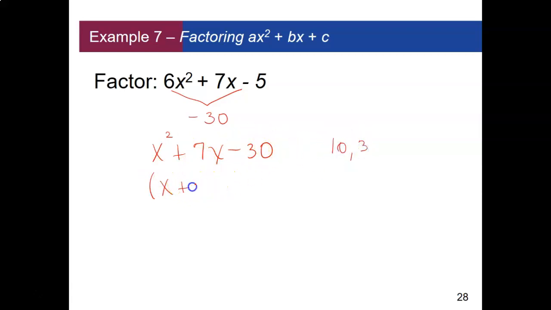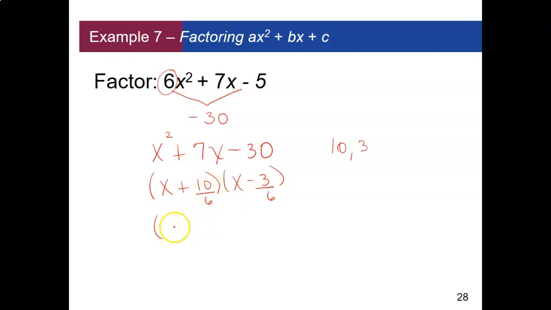Okay, so I'm going to have x plus 10 and x minus 3. If I check my middle terms, positive 10x and minus 3x will give me a 7x. Okay, so I'm at this point here. Now I want to divide each one of these by my leading coefficient. So I'm going to divide it by 6.